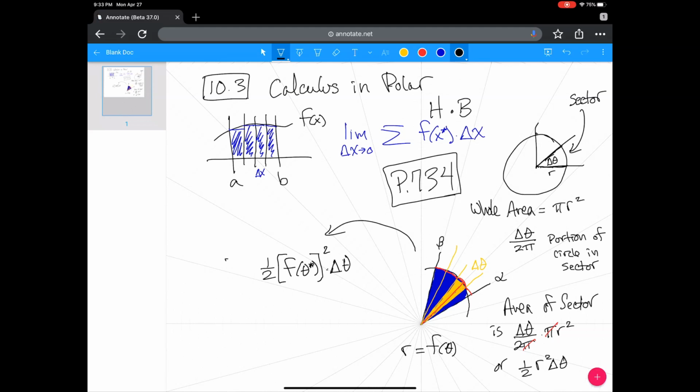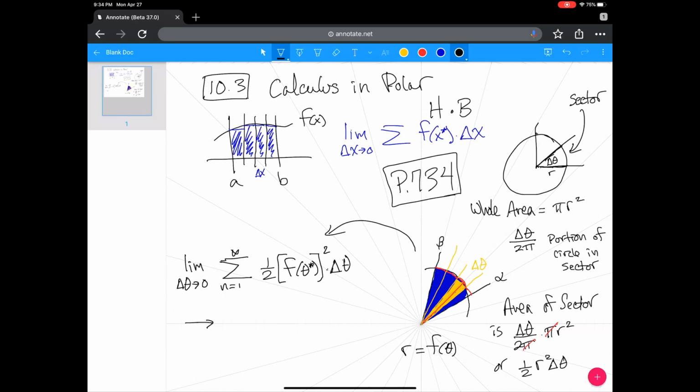So then I want to add these up. Basically, as n goes from 1 to infinity, I'm going to add these up. And then I'm going to take the limit as n goes to infinity, or the limit as delta x goes to 0. Those are equivalent. In this case, it's not delta x anymore, it's delta theta. So then I take the limit as delta theta goes to 0, and that'll give me the area swept out under the curve. Just like it did in Chapter 5, this leads to an integral.